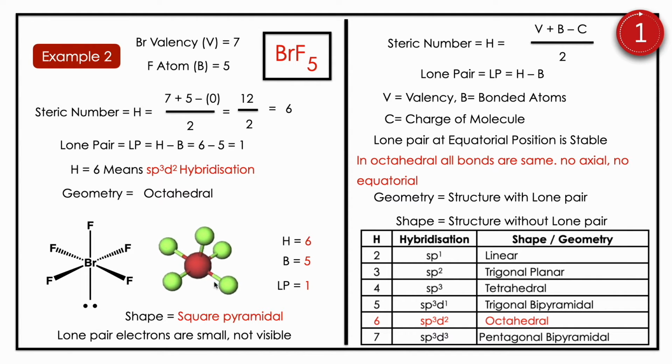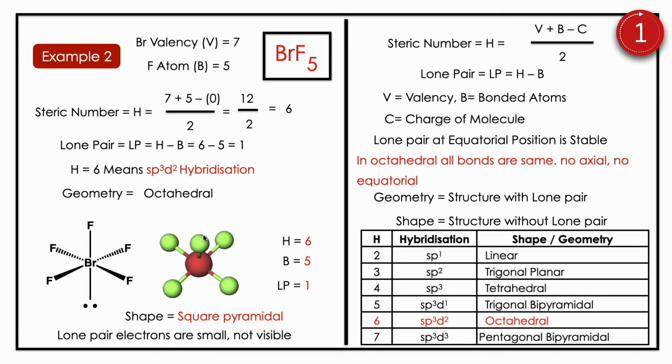Then we will look into the second example, BrF5. Bromine is a halogen, fluorine is also a halogen. So bromine valency is 7, the bonded atoms are fluorine, which is 5. So the steric number is H equals 7 plus 5 minus 0, by 2, 12 by 2, 6. Lone pair will be H minus B, which is 6 minus 5 equals 1.